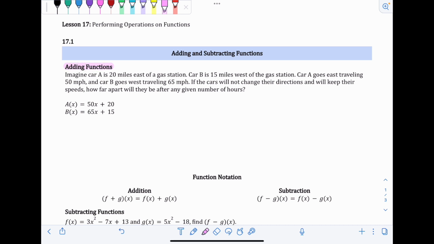So up at the top, imagine car A is 20 miles east of a gas station and car B is 15 miles west of the gas station. Car A goes east, traveling 50 miles per hour, and car B goes west, traveling 65 miles per hour. If the cars will not change their directions and will keep their speeds, how far apart will they be after any given number of hours?